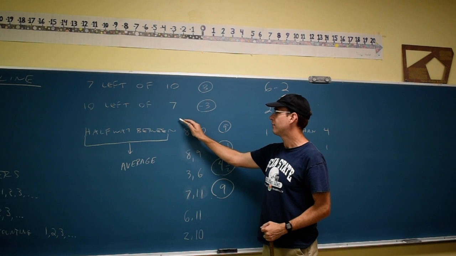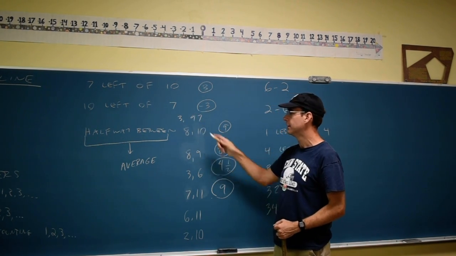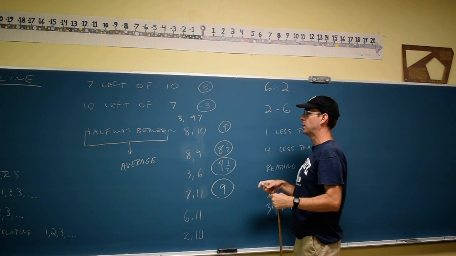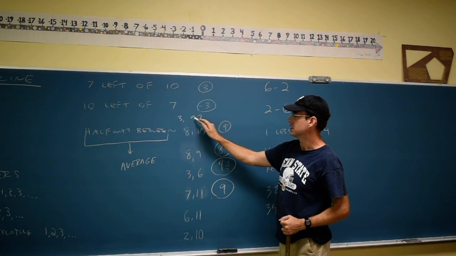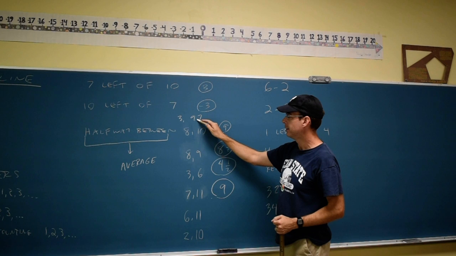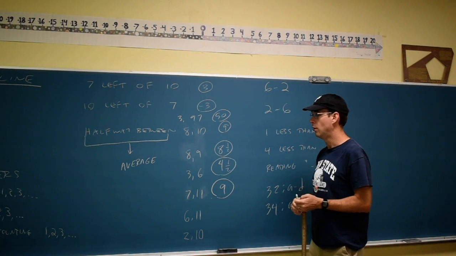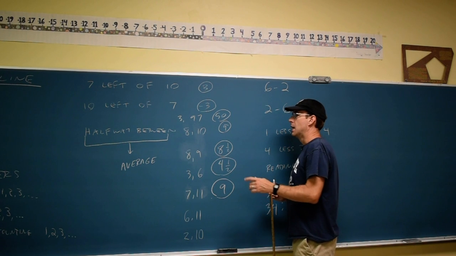It's another way we could do this if we don't feel like counting in with our fingers. Because if I asked you halfway between 3 and 97, I don't think we'd want to go to 3 and 97 and count in a million spaces. It'd be a lot quicker to just add those up. 100, divide by 2, 50. That would be a whole number kind of answer.